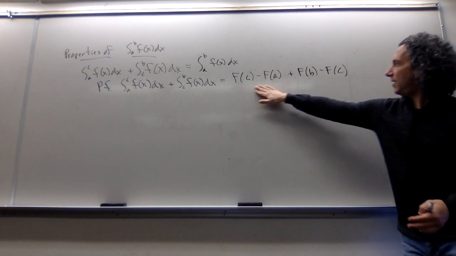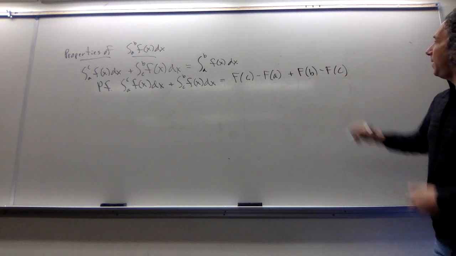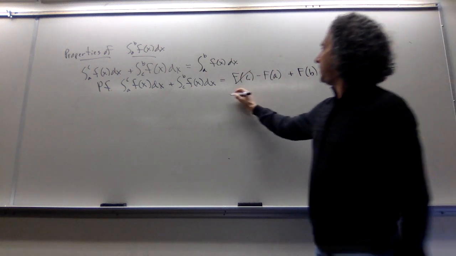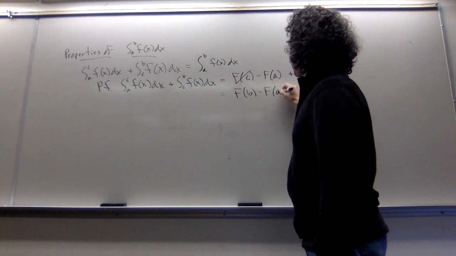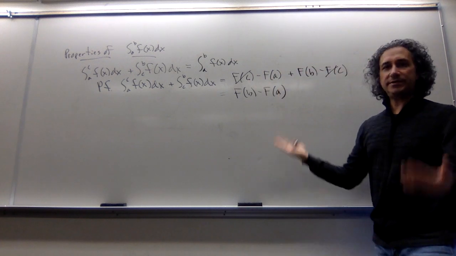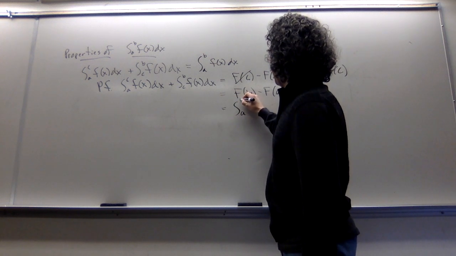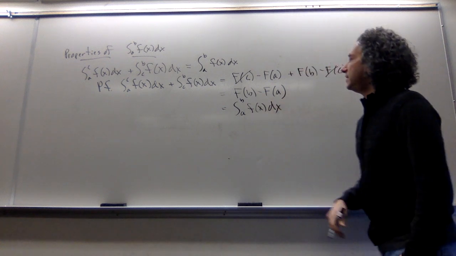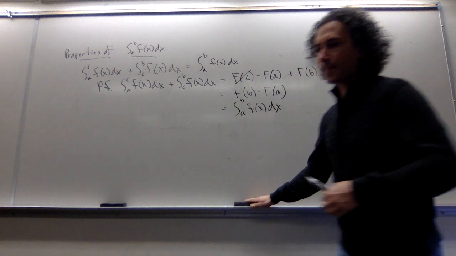Now I want you to take a look here. Can you see what cancels out? Yeah, big F of C goes away, this goes away, and I can rewrite this as big F of B minus big F of A. Again, fundamental theorem of calculus backwards, this is the same thing as the integral from A to B of f of x dx. So that's another property of integrals.